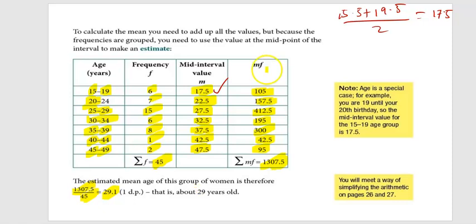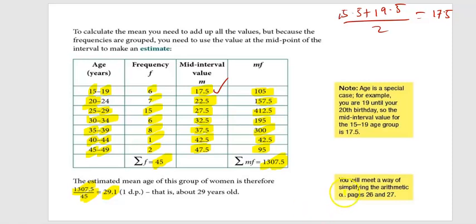It is good for you to pay attention. Age is a special case. For example, you are 19 until your 20th birthday, and you are 20 until your 21st birthday. You are 21 until your 22nd birthday. So age is treated as a special case. You cannot be the same age every year, right? Except you are a dwarf or something like that. Even dwarfs, their age increases.